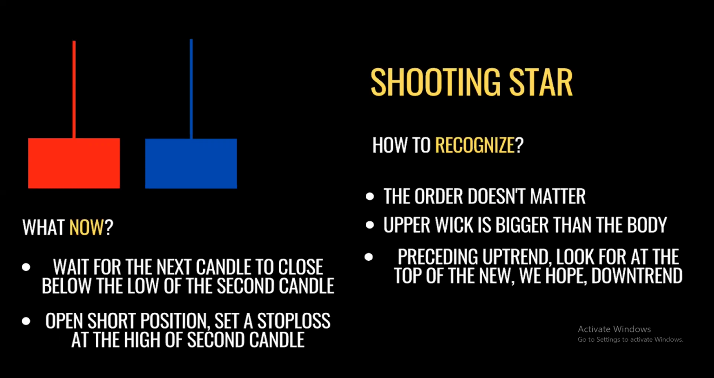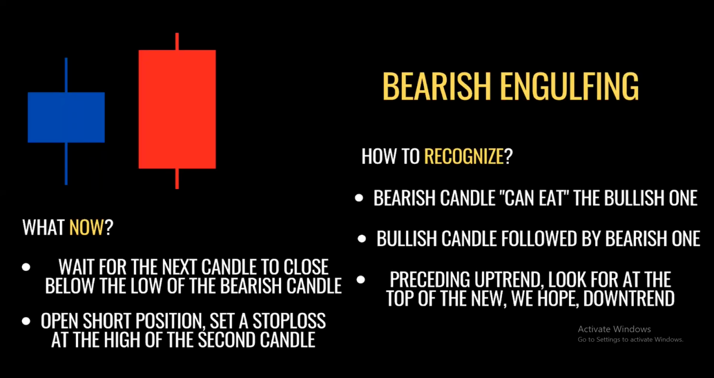Upper wick is way bigger than the body. We want to wait for the next one to close below, so the stop loss at the high of this one, and go short. Number three, the most important one, people, you want to remember this one: the bearish engulfing. All right, so we had the bullish one, now we're talking about the bearish engulfing. Literally, the red one can eat the blue one. It's way bigger, it's way thicker, right? And the wicks don't matter, only the bodies matter. So just the same as every other, we want to wait for the next candle to close below the low of the bearish one, set a stop loss at the high of this one, go in short, go in for a sell and make money.